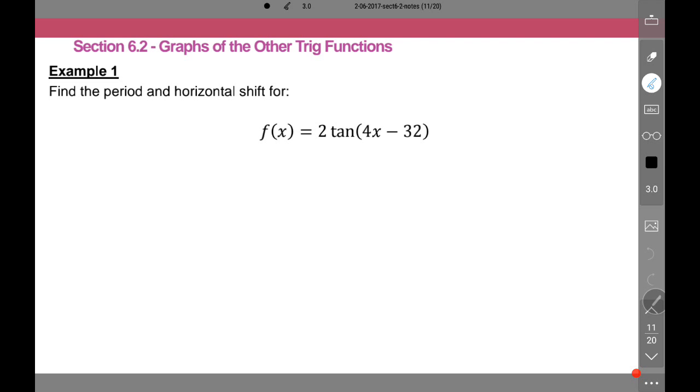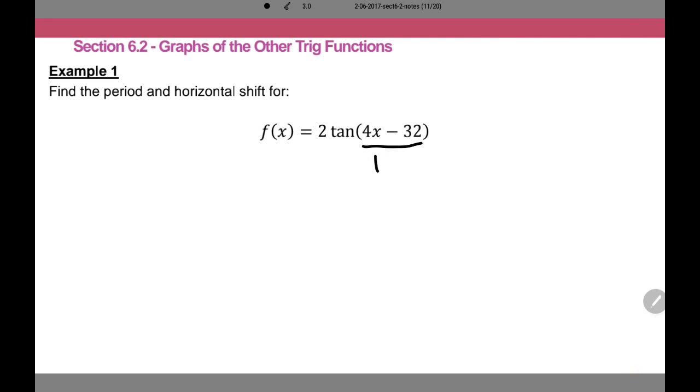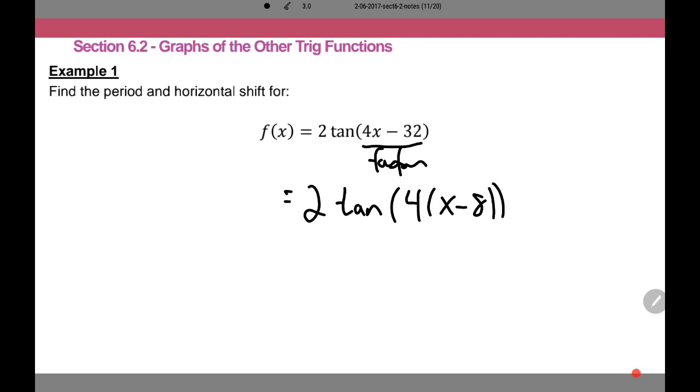Alright, so we're asked to find the period and the horizontal shift for this function, f of x equals 2 tangent, and then we've got the quantity 4x minus 32. So just like before, I would go ahead and start by factoring this out. We can still find the period without doing that, but let's just go ahead and factor it. So I got 2 tangent, and if I factor that, I got 4, and then I got x minus 8. So just like before, we're going to use this number for the period. This is not the period. This is more of our b value like we had before. I'm just going to keep that notation the same so I don't confuse you.